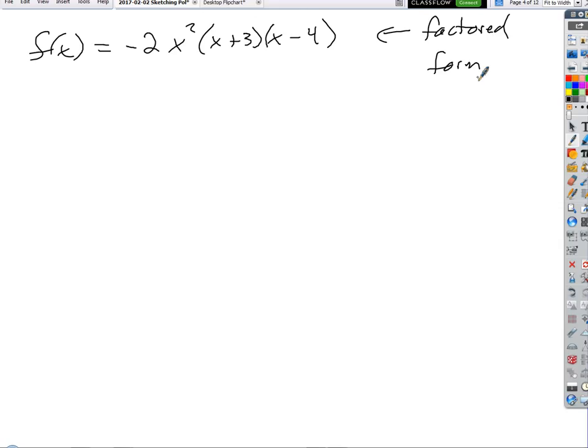Let's take, for example, what if I were to multiply those two together? What's going to happen? If I distribute the x squared to both parts, then I'm going to get a negative 2 times, what's that going to give me? X squared times x is, if I multiply like bases, I add the exponents, right? X cubed. X to the 2 times x to the 1 would be x cubed plus, who cares?